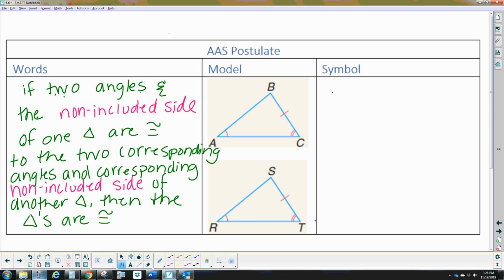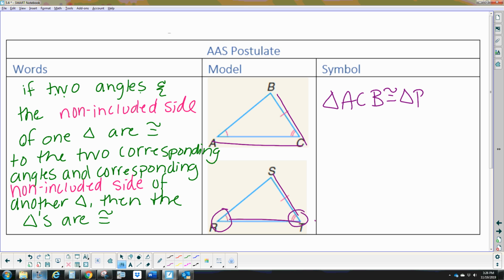So we can write a congruent statement. Again, find a way that works for you, but just make sure that your corresponding parts match up in the two statements. So I'm always going to start with my angle, then go to another angle, and then do my side. So triangle ACB is congruent to angle R, angle T, and side TS. So R, T, S.